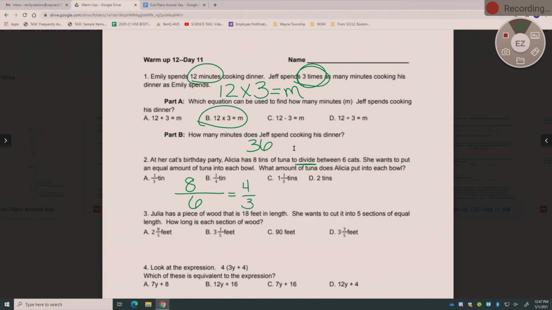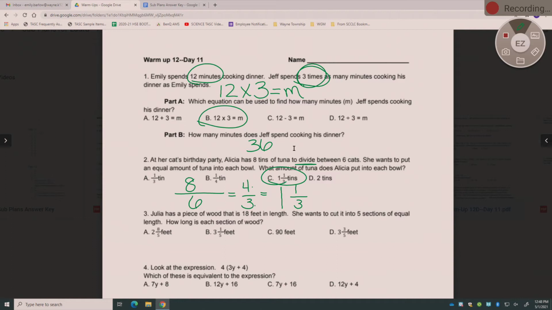But 4 over 3 isn't one of my answers, right? I've got fractions and I've got mixed numbers, but I don't have any improper fractions. So let's take this 4 over 3 and let's turn it into a mixed number instead. Now remember, when I'm doing a mixed number, my denominator stays the same, so that's going to stay 3. My whole number is how many times my denominator goes into my numerator. So 3 goes into 4 one time with a remainder of 1, and that remainder becomes my new numerator. So we are looking for 1 1/3 tins per cat.